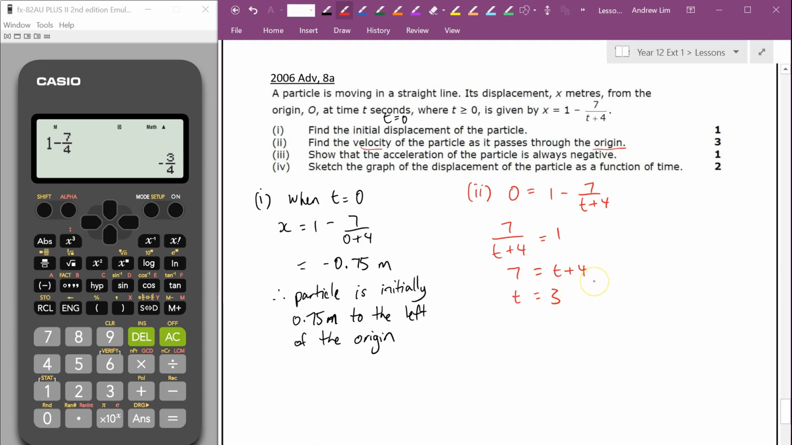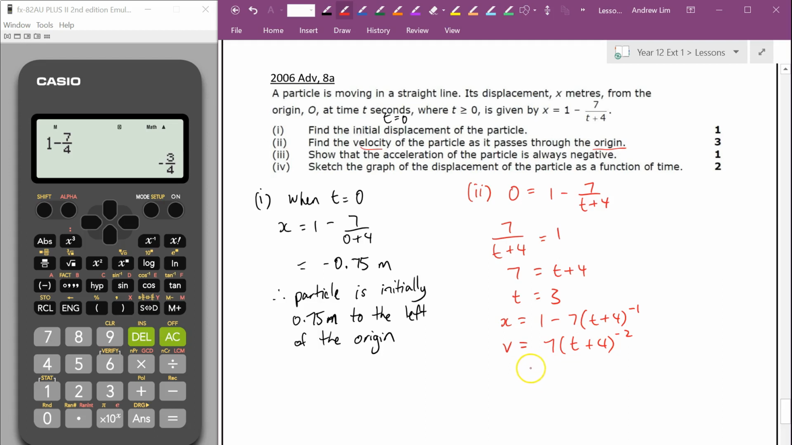But we don't have the velocity function, so what we need to do is differentiate. If x is equal to 1 minus 7 lots of (t plus 4) to the negative 1, then velocity equals, well, when we differentiate, the 1 will disappear, that's a constant. Bring down the power, that becomes positive 7. Write down exactly what's in the brackets, reduce the power by 1, multiply by the derivative of what's in the brackets, which is just 1, because the derivative of t is just 1.